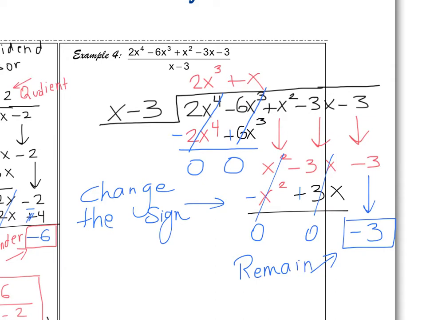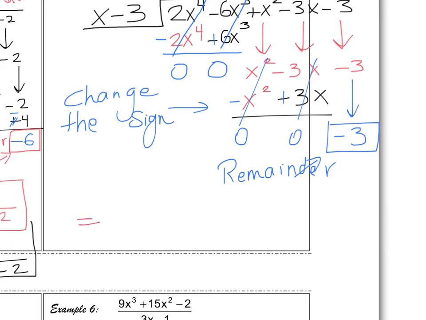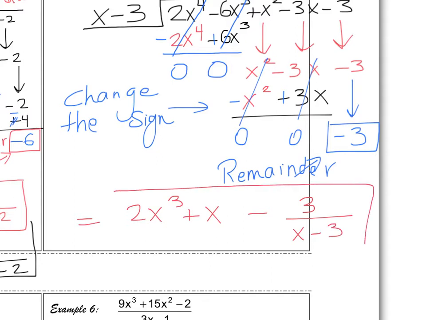So if I have a remainder, how do I write my answer? It's going to be the quotient. So the answer is going to be 2x to the 3rd plus x plus the remainder, which is -3. So I'm going to put -3 over the divisor, which is x minus 3. So this is how you write your answer if you have a remainder.